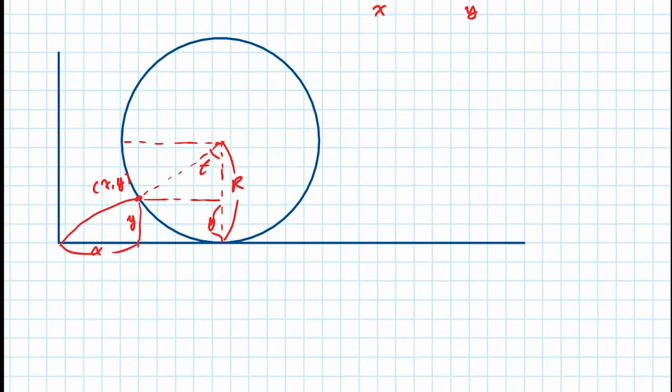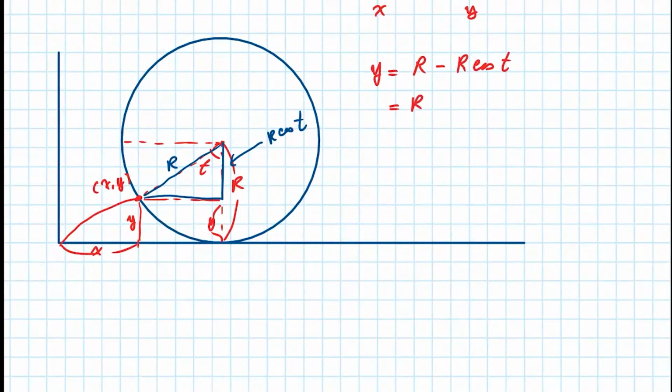I'm going to do it at the top. My Y is the same thing as R minus this length right here. And this is also R now, isn't it? In this right triangle, is that R cosine T? So Y is equal to R minus R cosine T. Common factoring R, you have 1 minus cosine T is the Y coordinate.